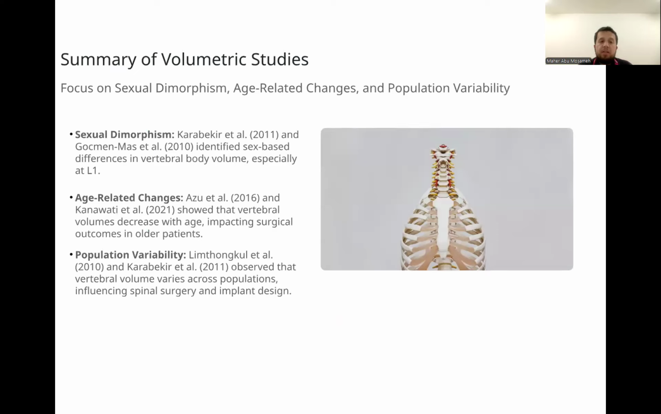For volumetric study, the summary of the studies that focus on sexual dimorphism, like Karkabir and Goshman, they identify sex-based differences in the body volume of the lumbar vertebra, especially L1 vertebra. With regards to age-related changes, volumetric two studies by Azo and Kanawati showed that the vertebral volumes decrease with age, which will impact surgical outcome. Limpton Quill observed that the vertebral volume varies across population, which will influence the spinal surgeries and implant design.